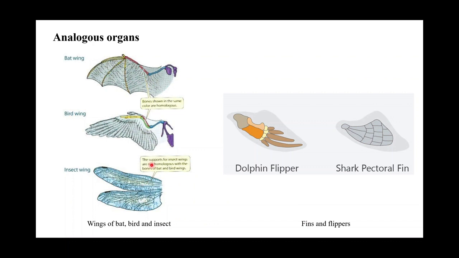So you have the bat wing. Look at the structure of all these wings, they are so different. One is pentadactyl, the other has feathers, and the other has just two parts which are supported by a midrib. This was for wings. You can also see this for fins and flippers. For example, fins in shark and flippers in dolphin are used for swimming, but they are structurally very different. So this is why they are analogous organs.